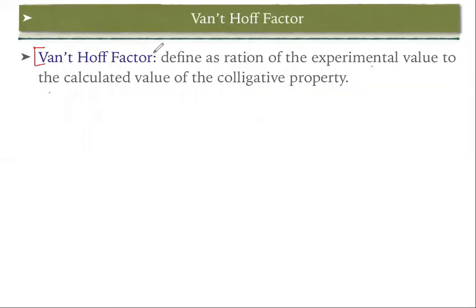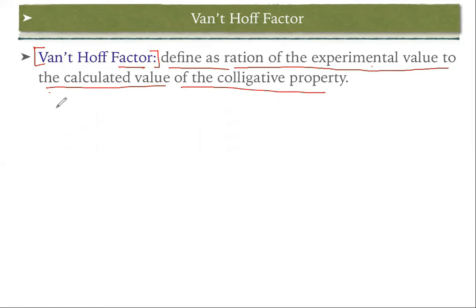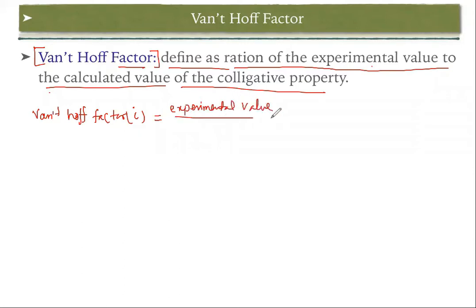Now let us discuss the van't Hoff factor. So let us go to the definition. It is defined as the ratio of the experimental value to the calculated value of the colligative property. The van't Hoff factor is defined as I. So it says I equals the experimental value of the colligative property divided by the calculated value of the colligative property.